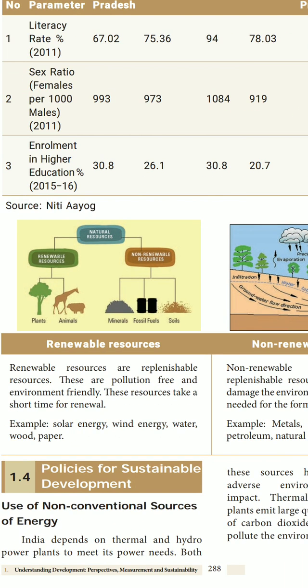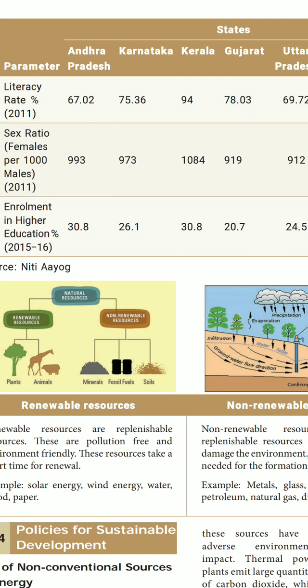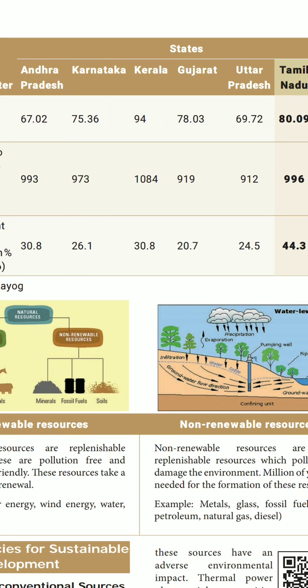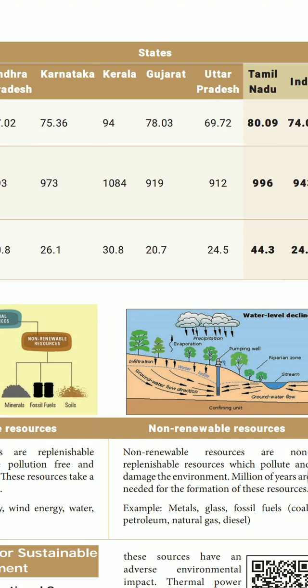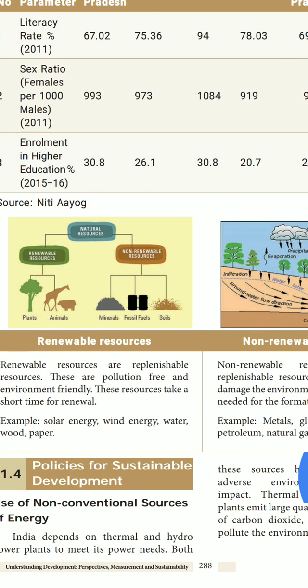Next one, what was the measurement of sex ratio, the number of females per 1000 males in 2011. This census was also taken in 2011 only. In Andhra 993, Karnataka 973, Kerala 1084, and in Gujarat 919, and UP 912, and in Tamil Nadu 996, and in India 943.